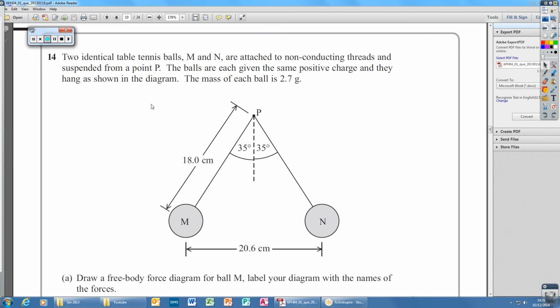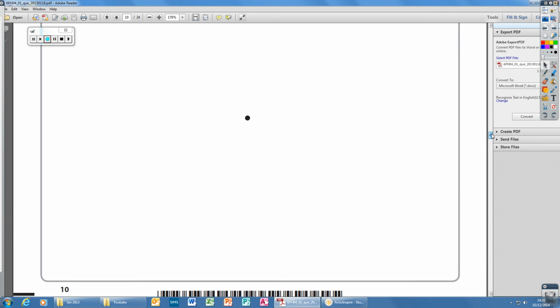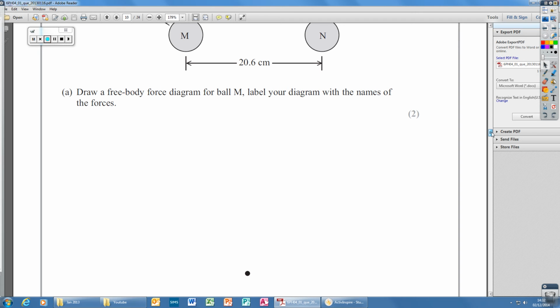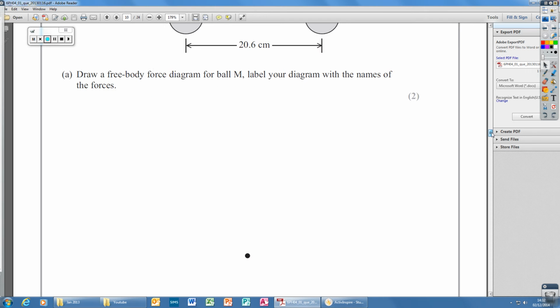Okay, so this is an answer to January 2013 Ph04 Question 14. Right, so we've got two table tennis balls, M and N, which are on non-conducting threads, and they're hanging from this point P here. What the question asks us to do is to draw a free body force diagram for the ball M and label the diagram.